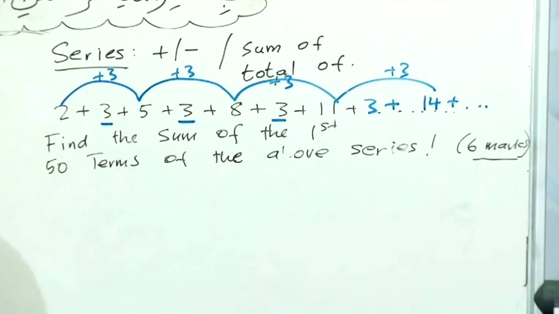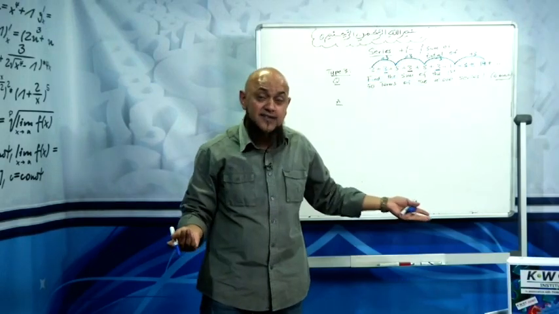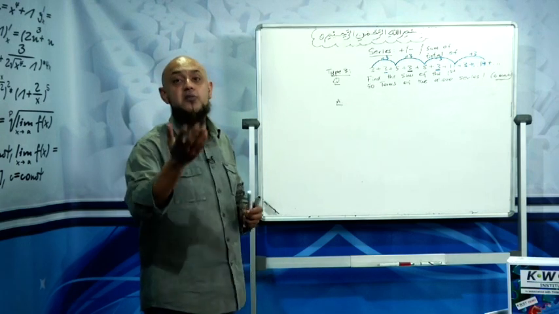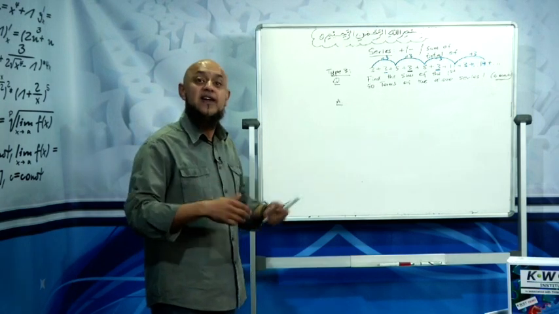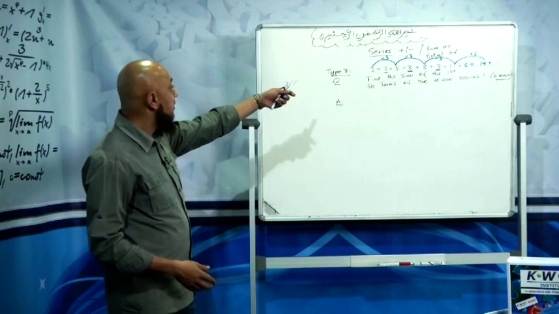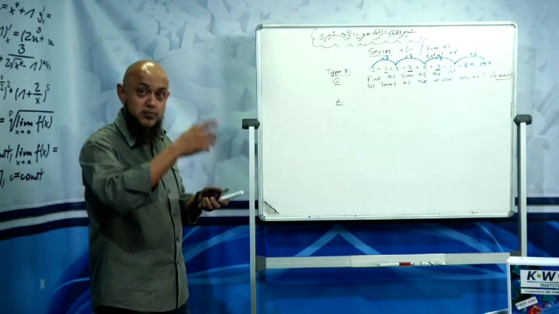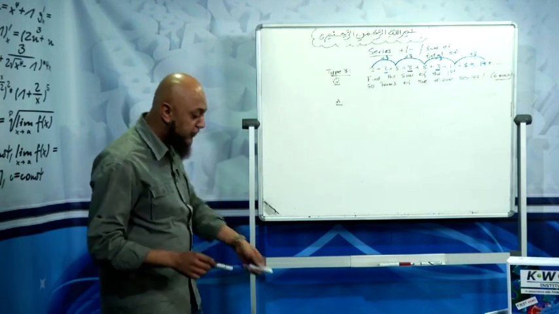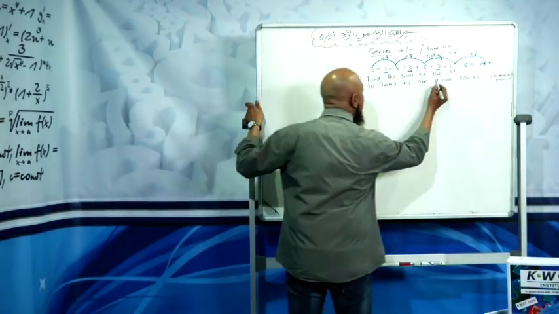So if the question asks, which it didn't ask in this case, but should it have asked in the exam, extend the pattern by 2 more terms if the series continues or behaves in the same manner, you would say 3 and 14. So you continued it. Find the sum of the first 50 terms of the above series.